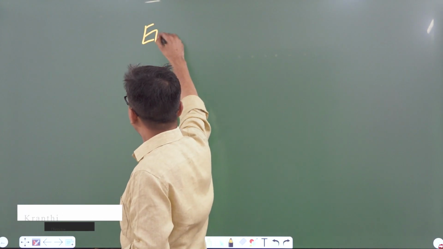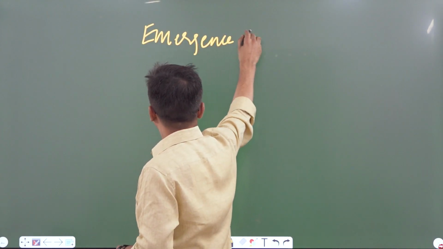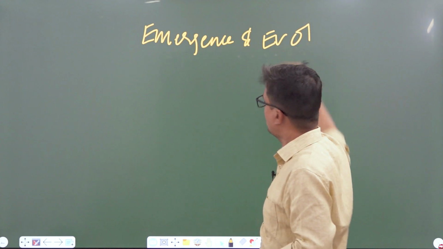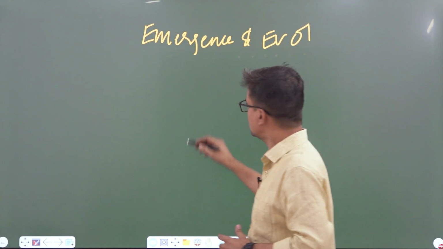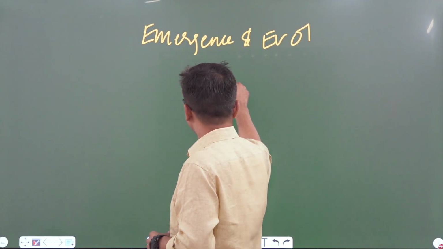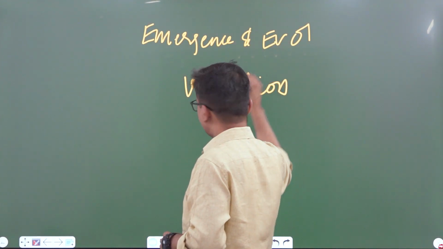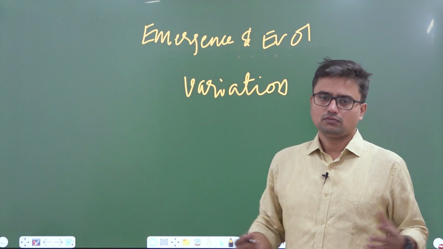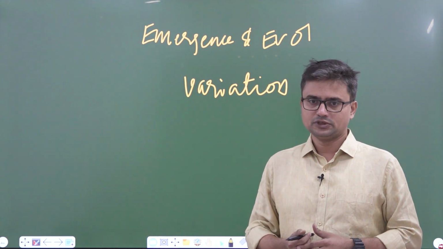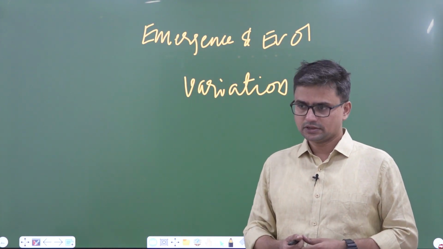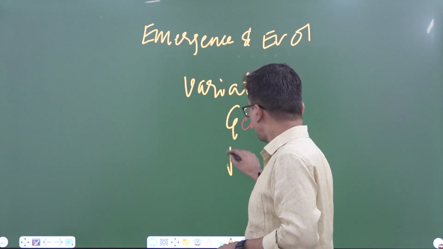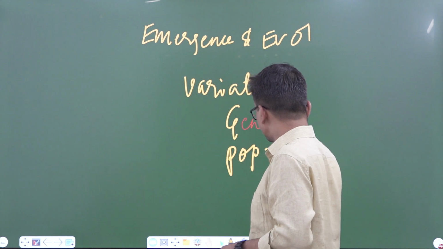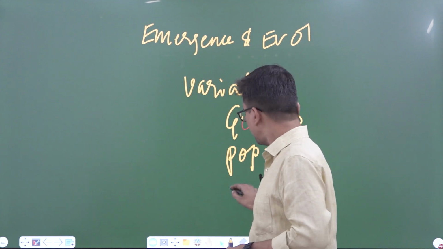Emergence and evolution of man, and it is also concerned with the variation. So for understanding this, it will be utilizing the content from different disciplines: genetics, population studies or population biology, and epidemiology.